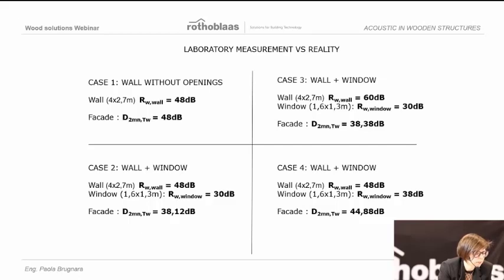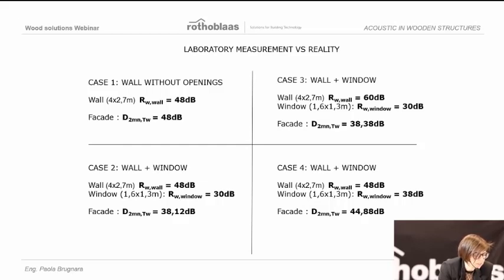But if we add a window, we will have a reduction of the acoustic performance, especially if we choose a poor window. In this case, we have added a window which has an Rw of 30 decibel. The final performance of the facade will be 38 decibel.